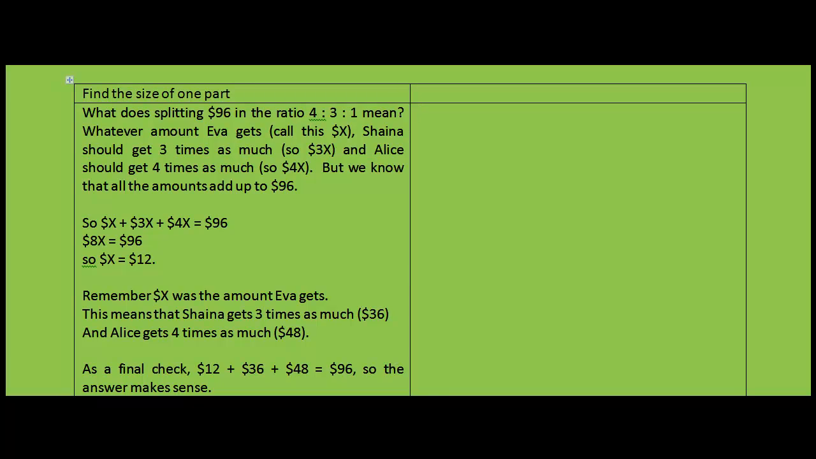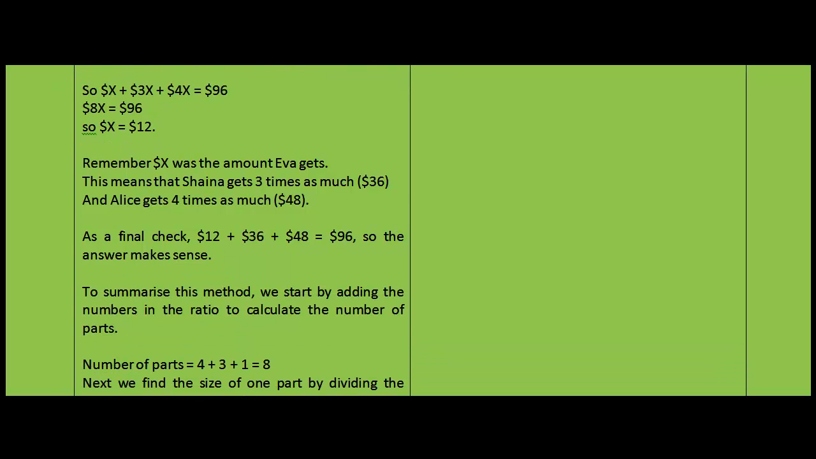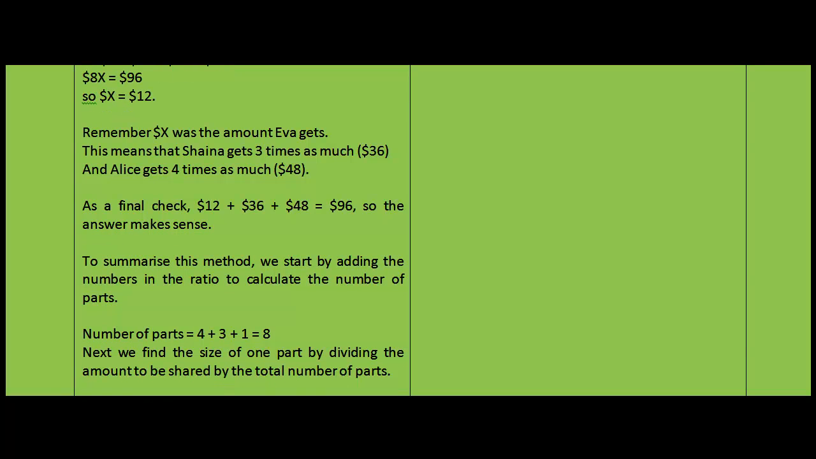However, Shayna is meant to get 3 times as much as Eva. So 3 times 12 is 36. And finally, Alice gets 4 times as much as Eva, so 4 times 12 is 48. You should always check that this answer makes sense. So as a final check, if we add up the amounts of $12 that Eva should get, $36 that Shayna should get, and $48 that Alice should get, we do see that it does add up to $96, so the answer makes sense.